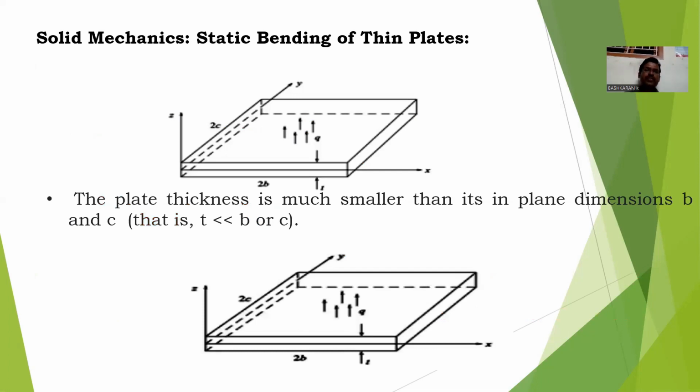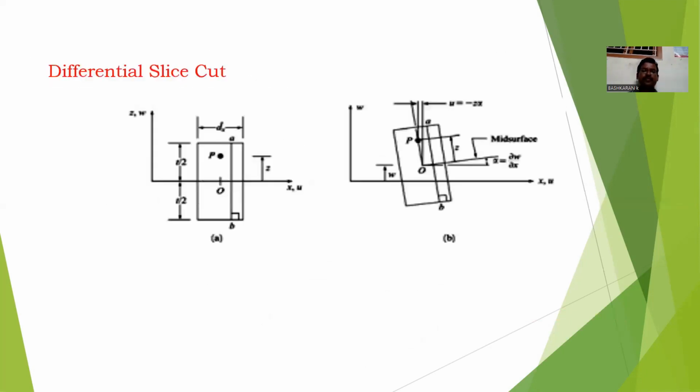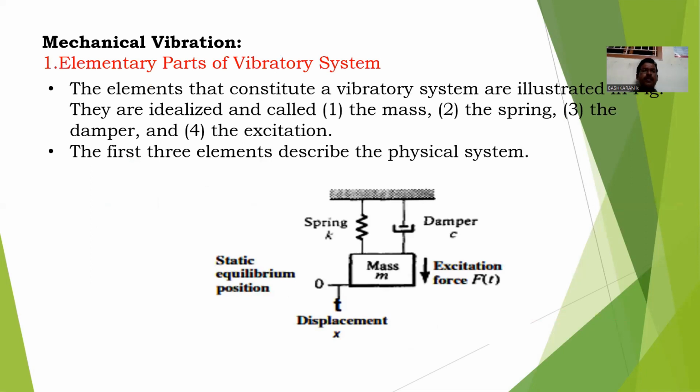This is a solid mechanics structure, the static bending of thin plates. The thin plate thickness T is much smaller than its plane dimensions B and C, that is T is less than B or C. This is a differential slice cut in that thin plate.